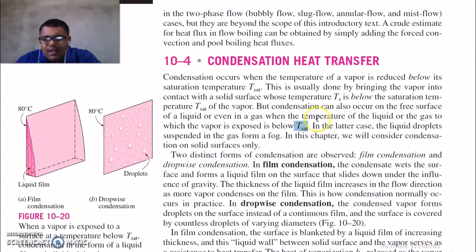An example of condensation is also air in the form of mist. Because of the lower temperature of the air, the water which is in vapor form will form mist and condense. In the latter case, the liquid droplets suspended in the gas form a fog. In this chapter we will consider condensation on solid surfaces only.